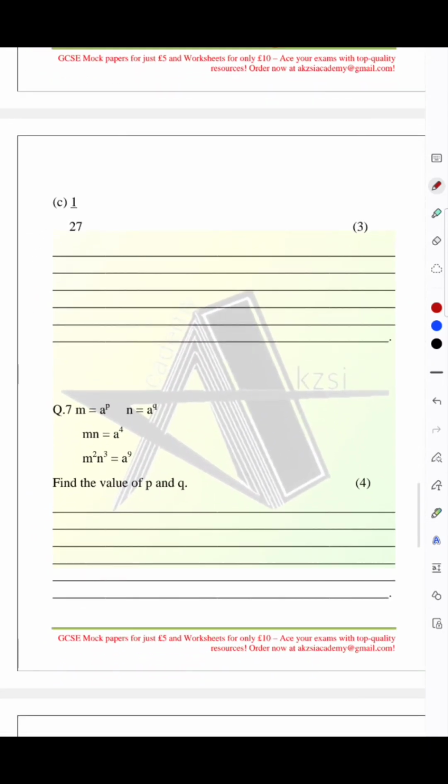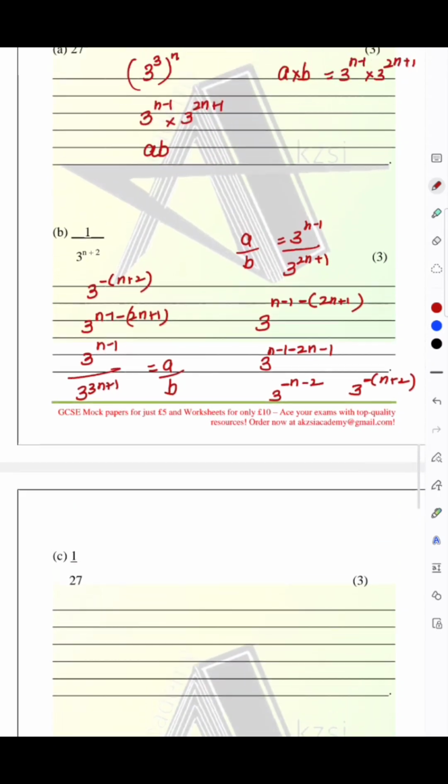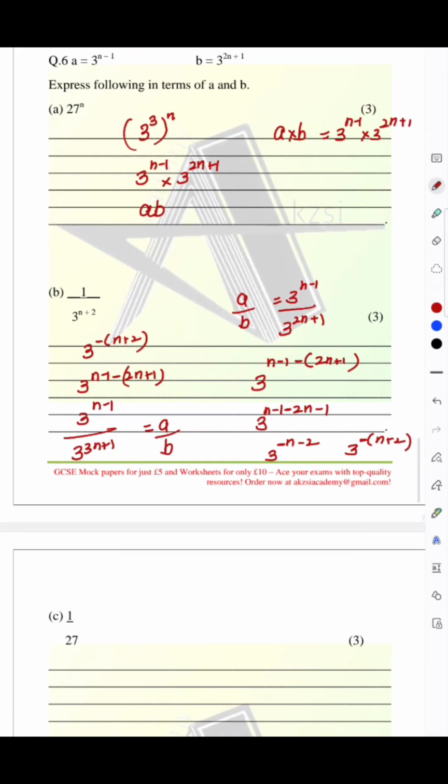Moving on to part C, 1 over 27. Again, we just have to write it in the form of 3 to the power of something, which is 1 over 3 to the power of 3. Now it doesn't have any n in it, and let me see in what case we can't have n. If I make 2n, see, now try to understand it. This will give you the idea. If it doesn't contain any n, that means n has been eliminated entirely, and that can be done if the coefficients are the same. If we make the coefficient the same, it would be easier for me.